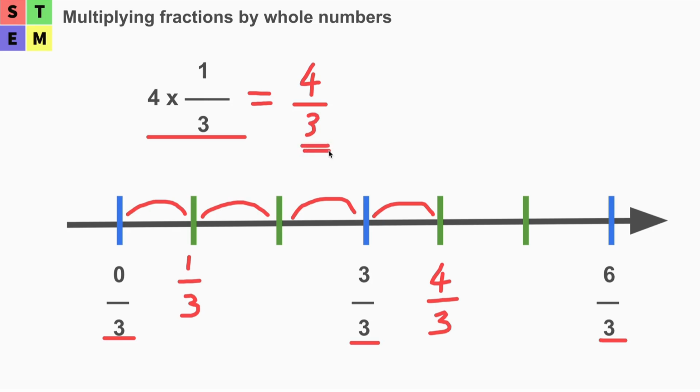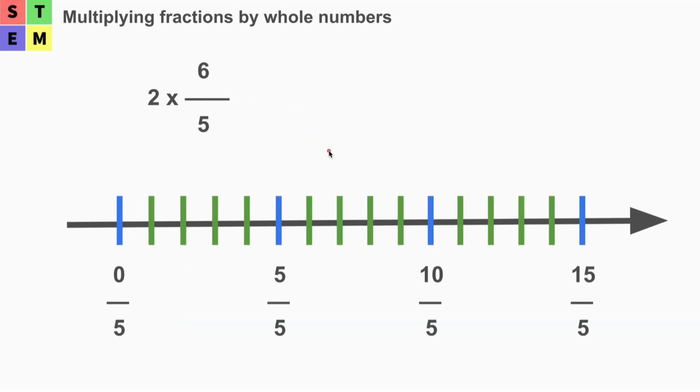Okay, so let's take a look at our second example. We got 2 times 6 over 5, okay? So again, let's take a look at the number line. We have 0 over 5, 5 over 5, 10 over 5, and 15 over 5 here, and each equal section represents 1 over 5. Now we have 6 over 5 here, so we need to figure out where it is.